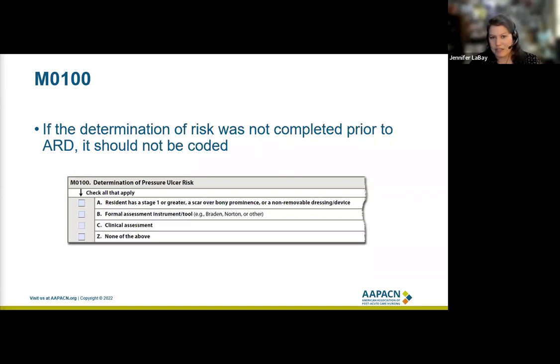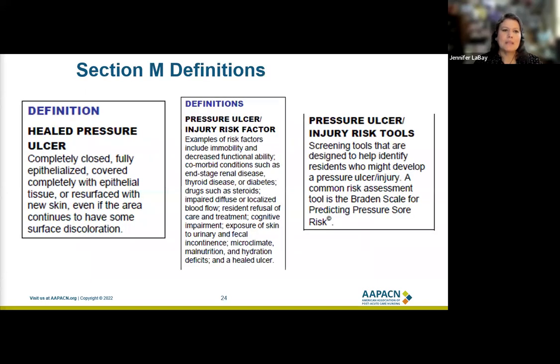Cognitive impairments, the residents don't understand what it is you're trying to do. Obviously, urinary and fecal incontinence, huge risk factors for skin breakdown, undernutrition, malnutrition, hydration deficits. We talked about those things in section K. And then if they have a history of healed pressure ulcers, obviously if they had one, well, now they're automatically at risk, especially in that same location, because when the wound heals, it's not the same stuff that was there before the wound occurred. We have to understand some definitions.